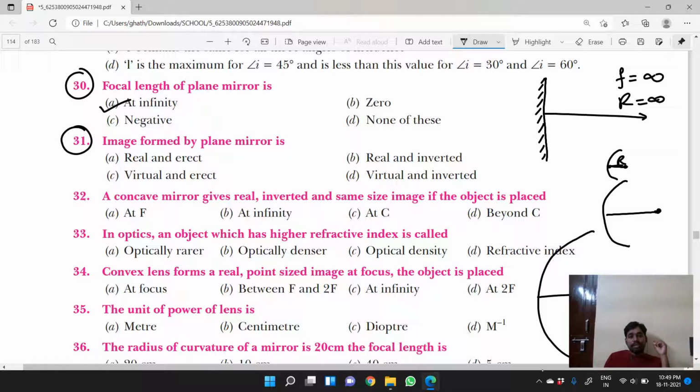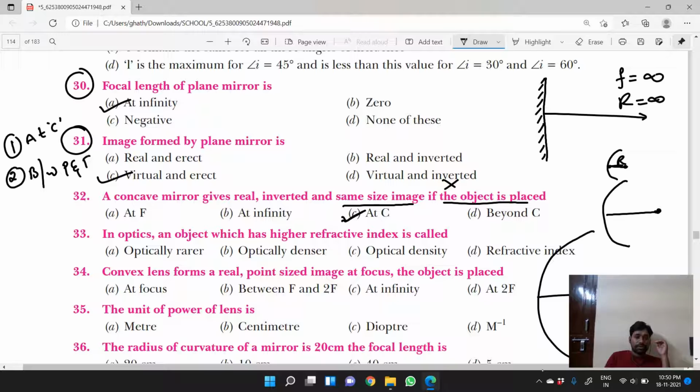Next, the image formed by a plane mirror is always virtual and erect, not virtual and inverted. Next, a concave mirror gives a real, inverted image of the same size as the object. In the previous video I explained clearly all the cases of concave mirror. Same size means the object is placed at C. Two cases are very important: one is at C, second is between pole and focus. Between these two cases, we can expect questions. So the answer for this question is at C.